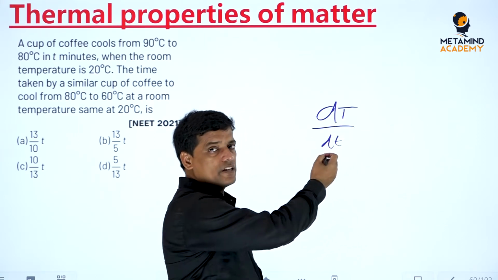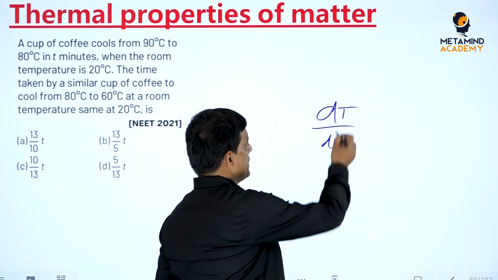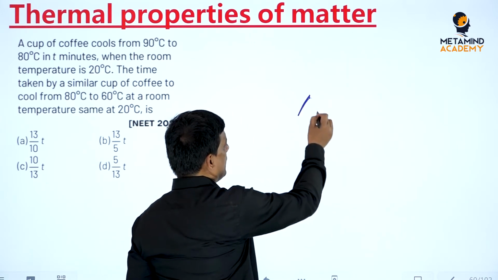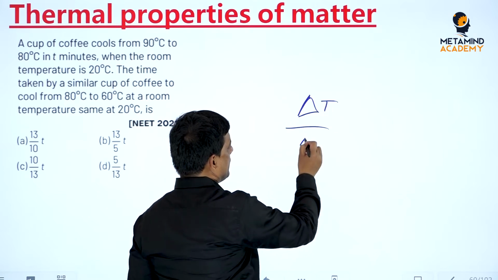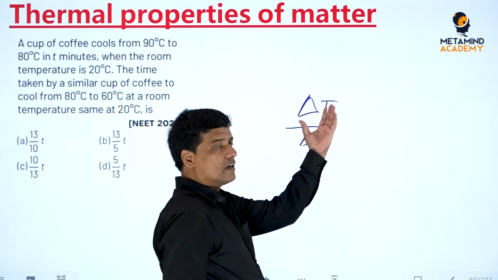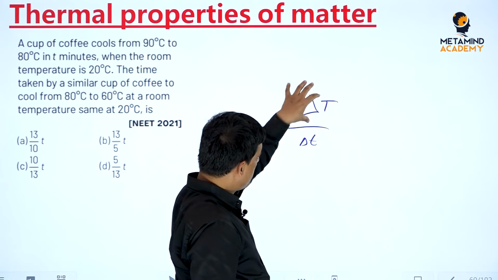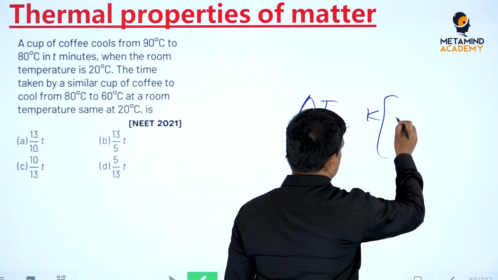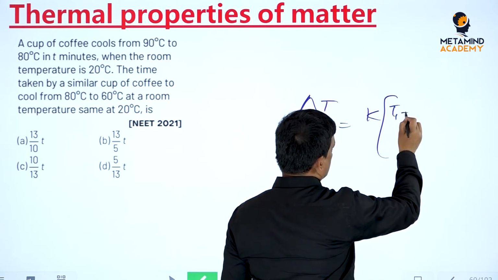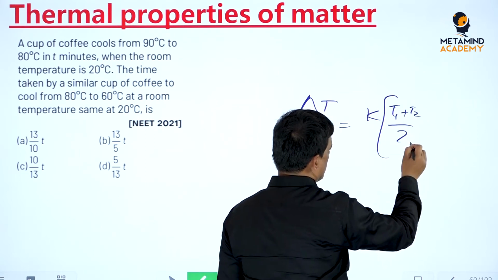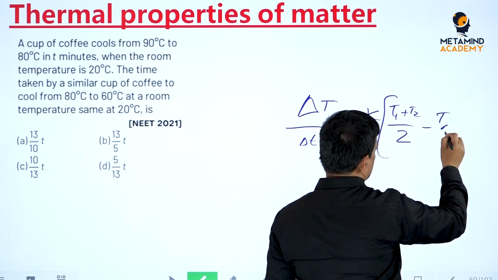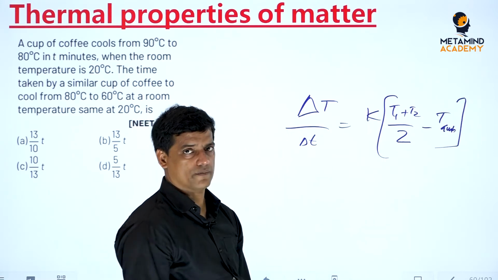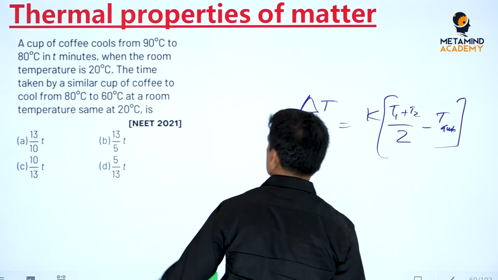dt is the change in temperature, cooling from higher to lower, or you can write delta T. Delta T by delta t means the rate of cooling, the change in temperature with respect to time, is some constant k times (T1 plus T2 by 2 minus T ambient). This is your Newton's law of cooling. So, let us put it for the first condition.